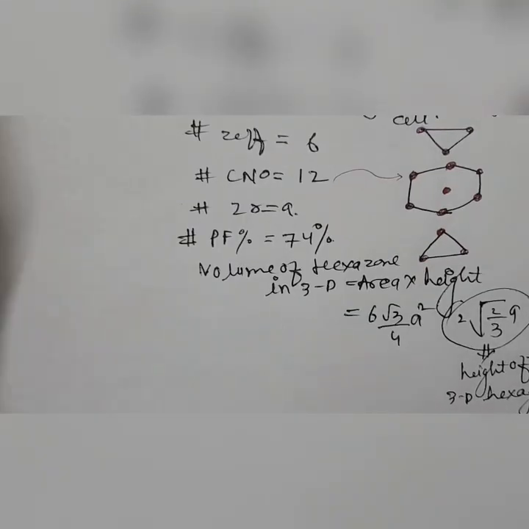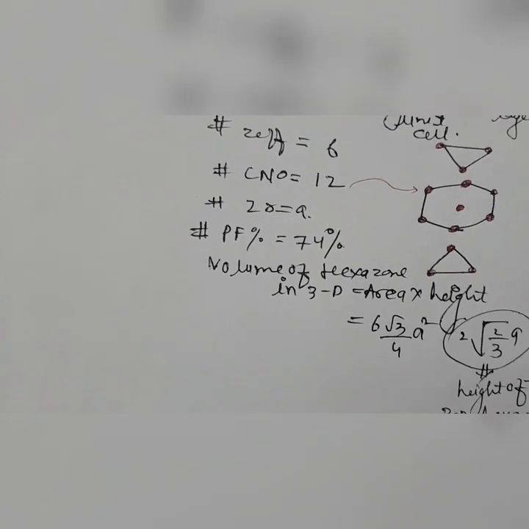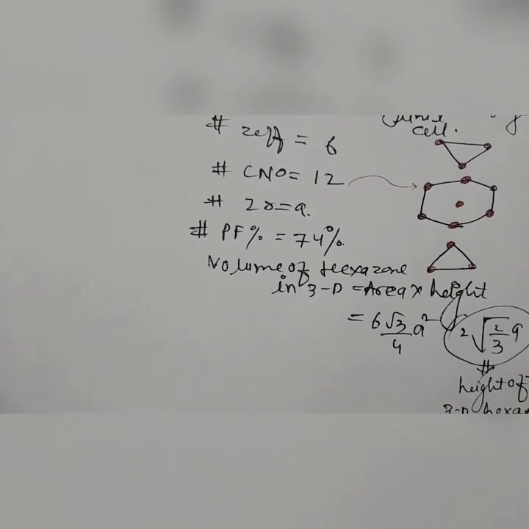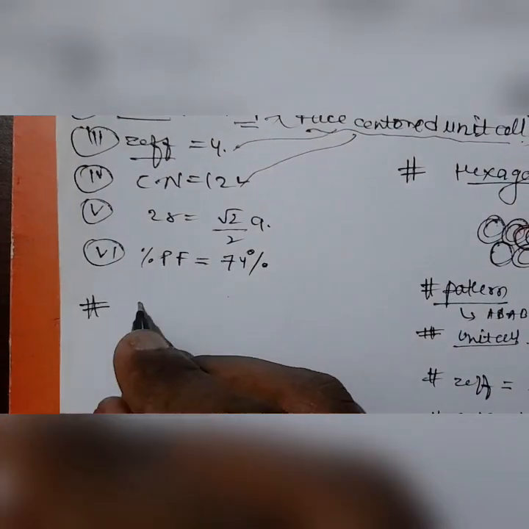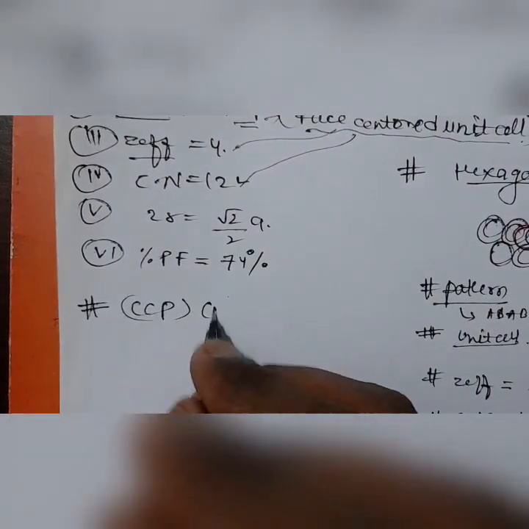Height of the 3D hexagon. Now we move to another part: CCP and FCC have different kinds of tetrahedral and octahedral voids. How are we able to calculate the tetrahedral voids and octahedral voids of the unit cell? First is the CCP and FCC.